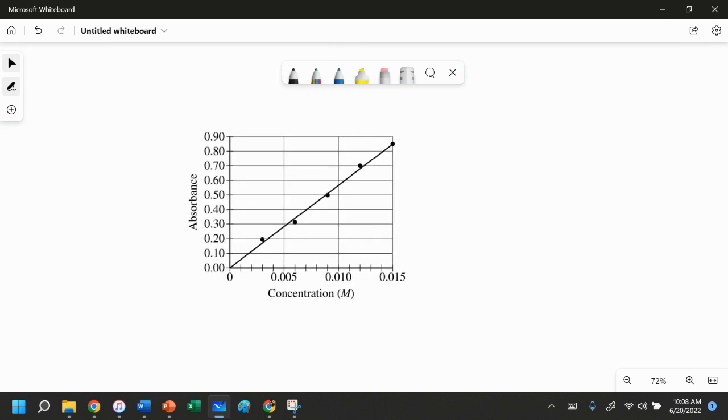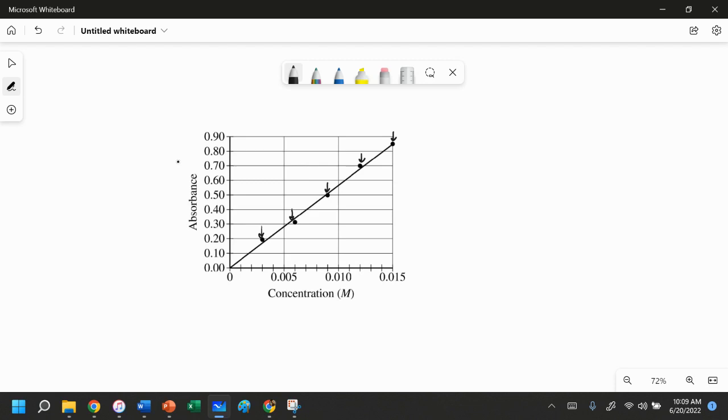Here is a graph where known concentrations, 0.003 molar, 0.006 molar, 0.009 molar, 0.012 molar, and 0.015 molar concentrations of solutions were created, and the absorbance of a certain wavelength of light was measured. Notice that as the concentration increased, the absorbance also increased, and that's because more light is absorbed as the concentration of a solution increases. So we can graph this, and it is a linear relationship.